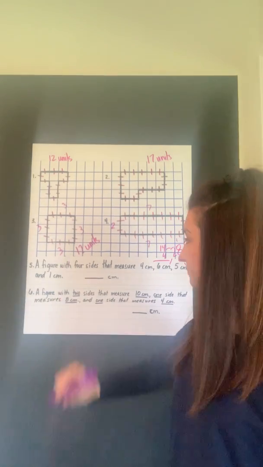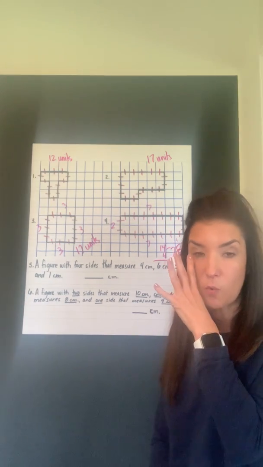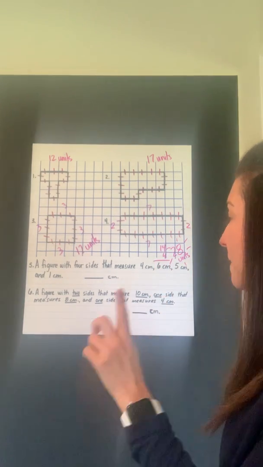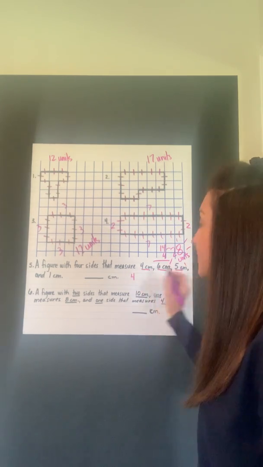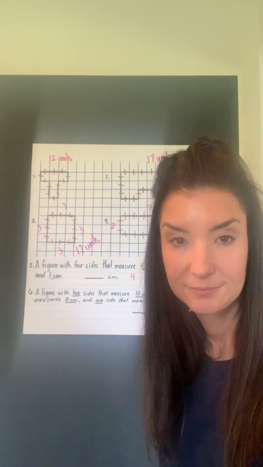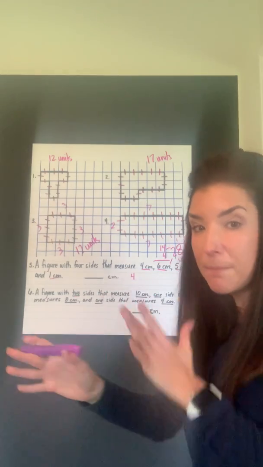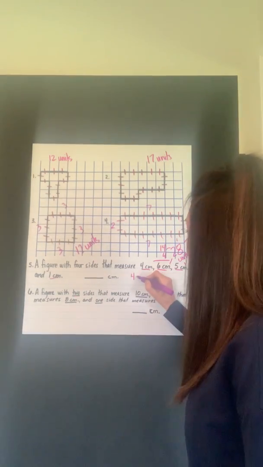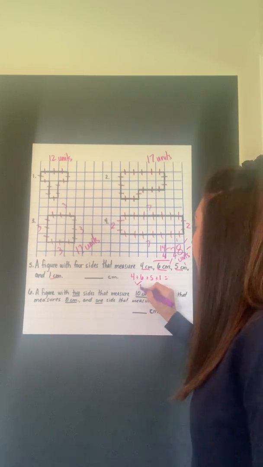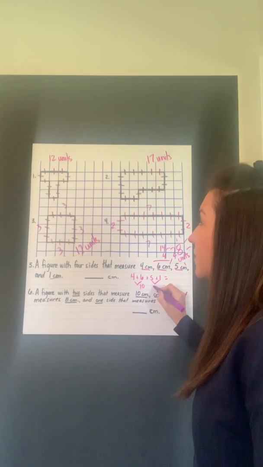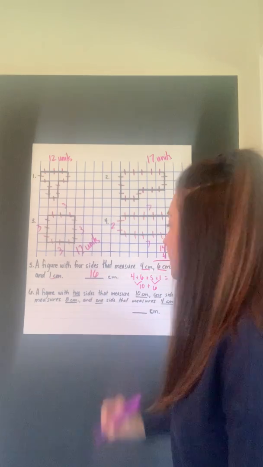Good job. Okay, are you ready? A figure with 4 sides that measure 4 centimeters, 6 centimeters, 5 centimeters, and 1 centimeter. What's a perimeter going to be? Let me give you a hint. Add them up. 4 plus 6 plus 5 plus 1. 4 and 6 are 10. 5 and 1 are 6. 10 plus 6 is, bam, what? 16 centimeters.